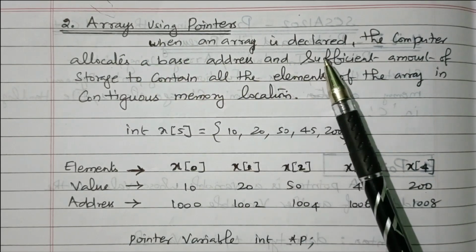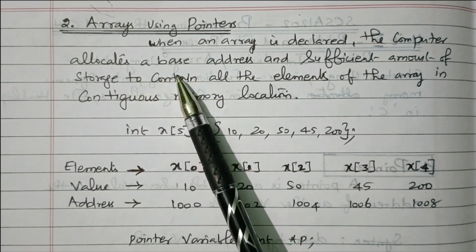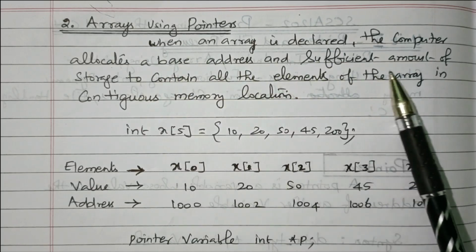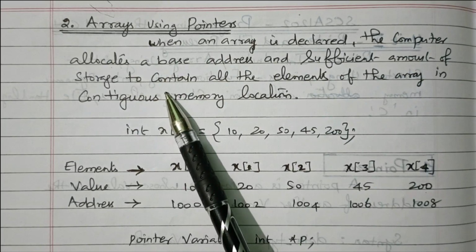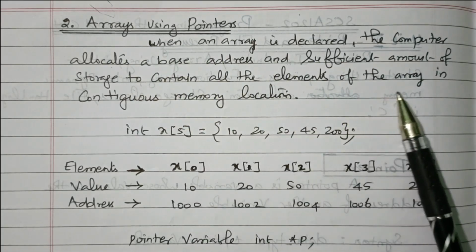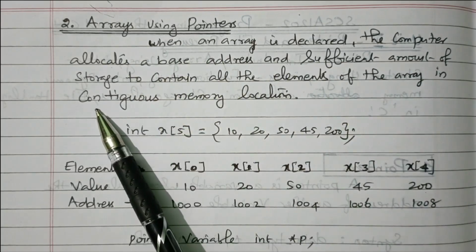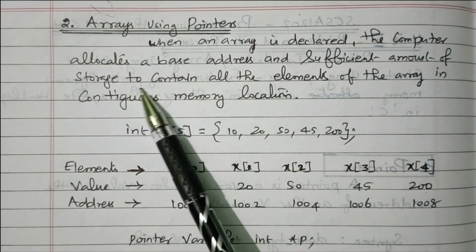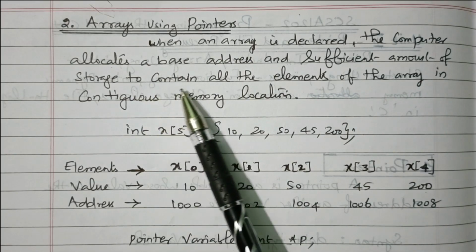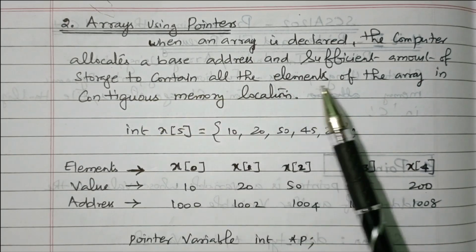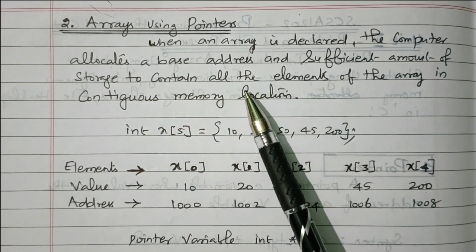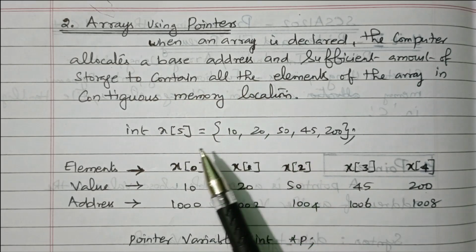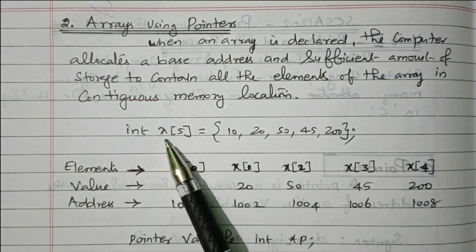When an array is declared, the computer allocates a base address and a sufficient amount of storage to contain all the elements of the array in contiguous memory locations. We know that an array is a collection of a set of data. So if we declare the array, a sufficient amount of memory will be allocated in order to store the set of data.